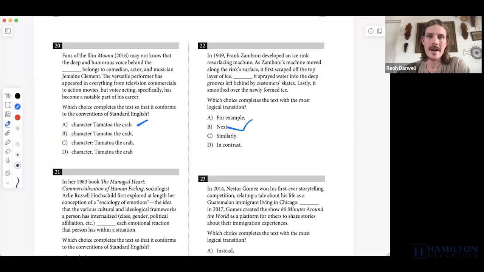Question 20, we have a little bit of a tricky idea regarding what a subject is, what the subject of a sentence is, and what we need to clarify the subject of a sentence.